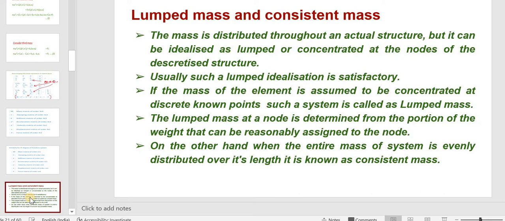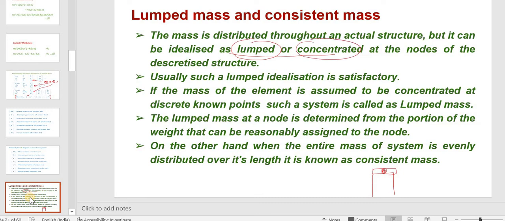Now the next thing is lumped mass and consistent mass. Lumped mass means a mass that is distributed throughout an actual structure, but it can be idealized as a lumped mass or a concentrated mass. That means if I have a structure like this, with a beam and a column, I am assuming that the total mass is located at a single point. Such an assumption is known as a lumped or concentrated load.